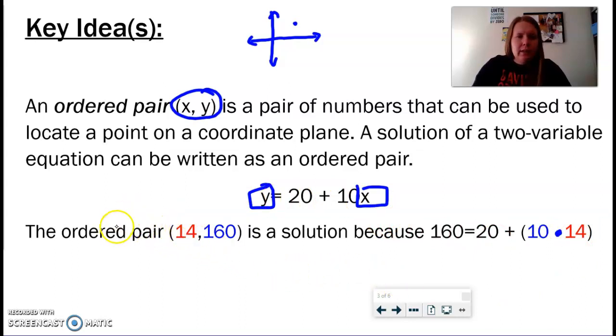For instance, the ordered pair 14, 160 is a solution to this equation because if you plug in 14 for x, and plug in 160 for y, 10 times 14 is 140, plus 20 does give me 160. This is another way we can talk about solutions to equations.